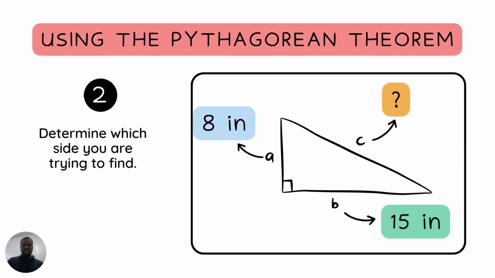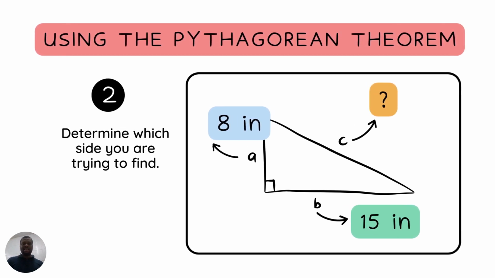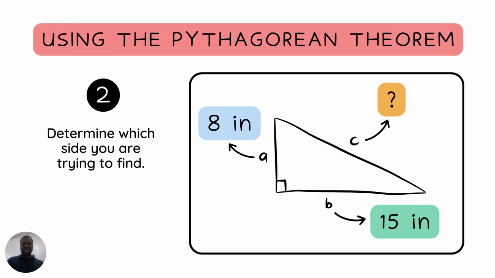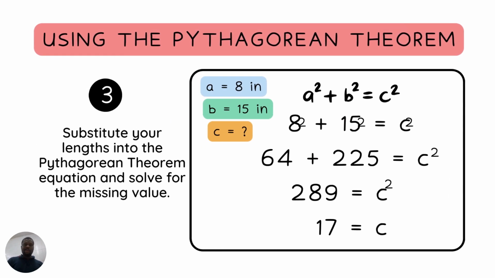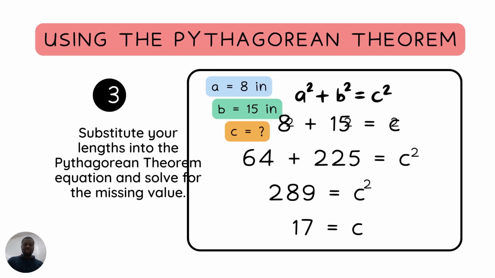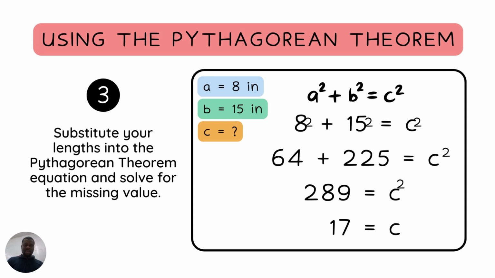Now the next stage is to find out which side is the unknown, which side are we trying to find. Now in this case, A is 8 inches, B is 15 inches, C is the unknown. So we have identified that we need to find the hypotenuse. And then lastly, you apply the formula. Substitute A and B into the formula for the Pythagorean theorem. Length A, put it there, 8 squared plus B squared, which is 15 squared, equals C squared. And C is the unknown.